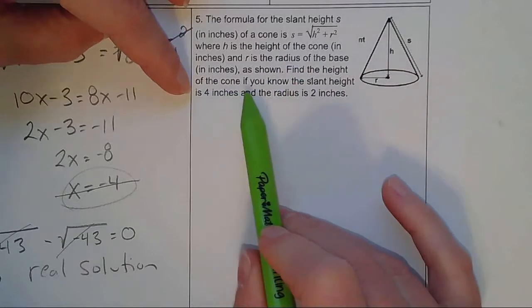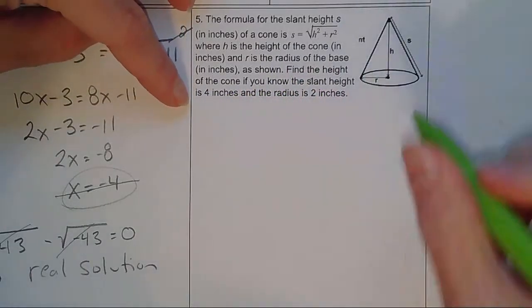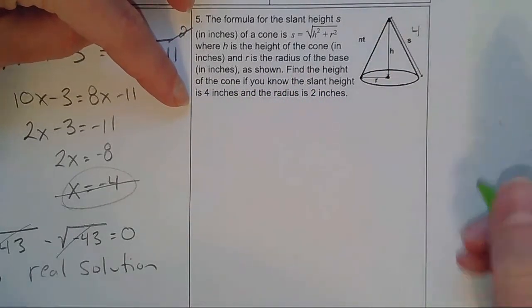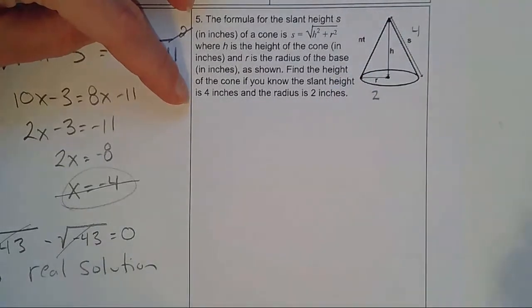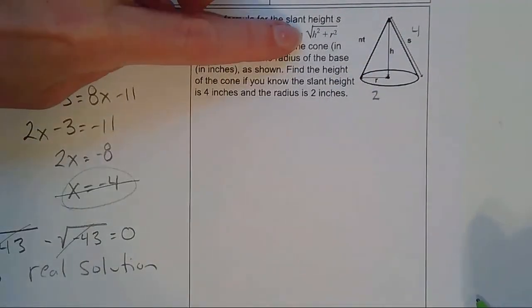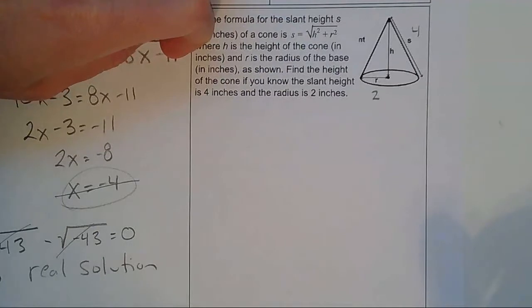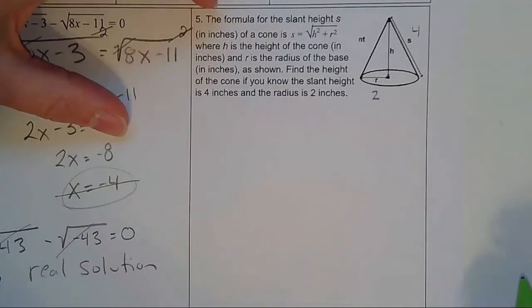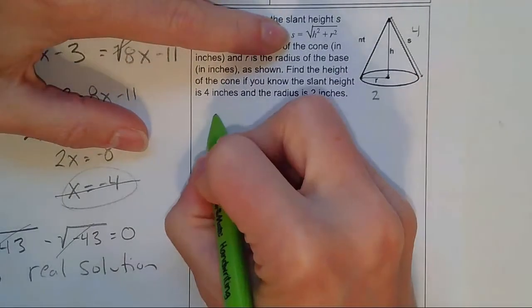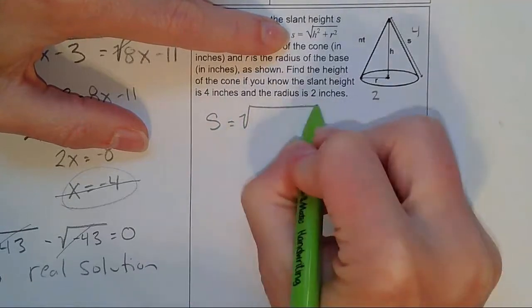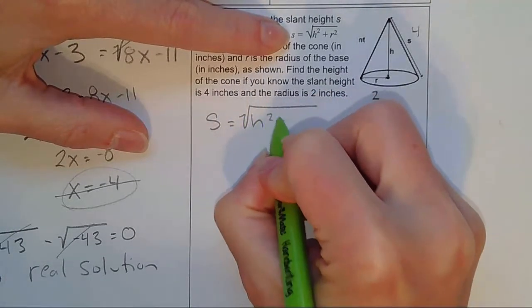Find the height of the cone if you know the slant height is 4 inches and the radius is 2 inches. Okay, so just fill in the stuff you know, and then of course it has a radical expression in there, so we're going to go ahead and solve that. All right, so formula is S equals square root h squared plus r squared.